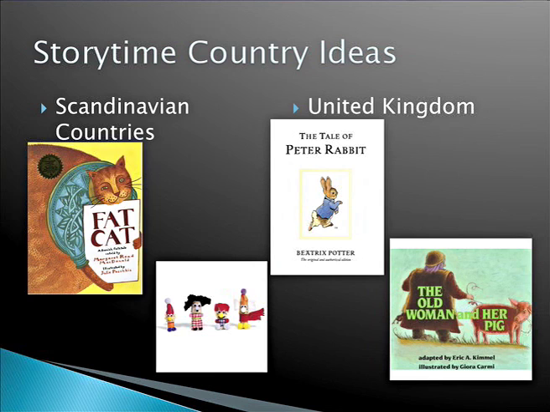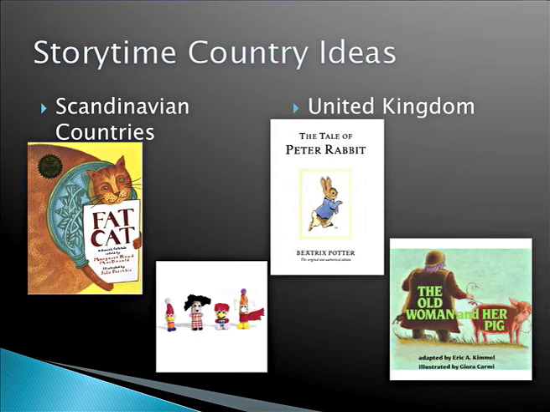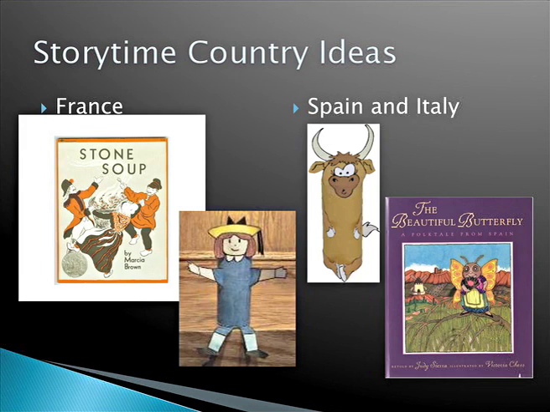For the Scandinavian countries, the craft we have as an example is trolls made out of corks, so they're very inexpensive. Everything I have is inexpensive. And then for the United Kingdom, England, there's a whole website on Peter Rabbit. For France, of course, we've got Madeline. And Spain, we have Ferdinand the Bull.